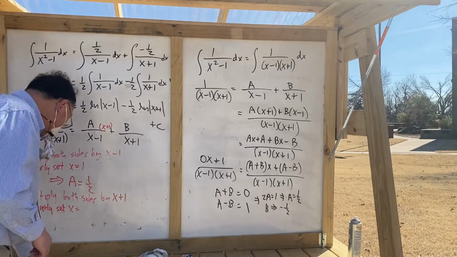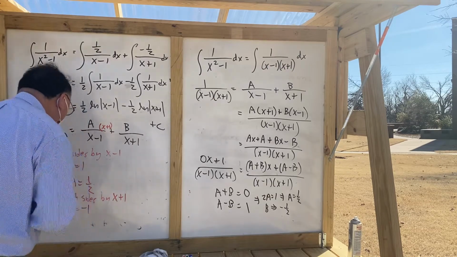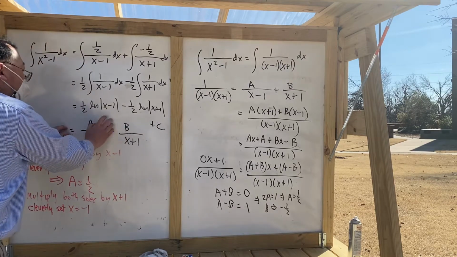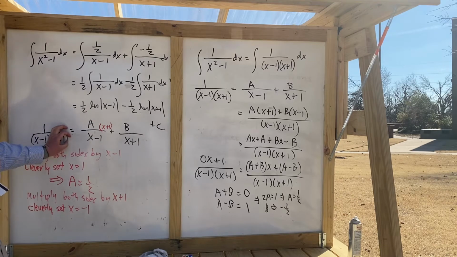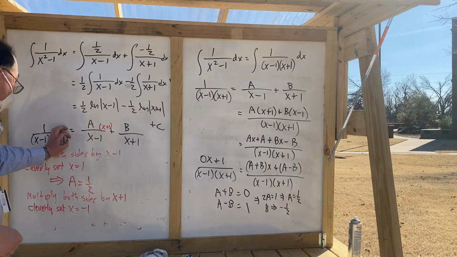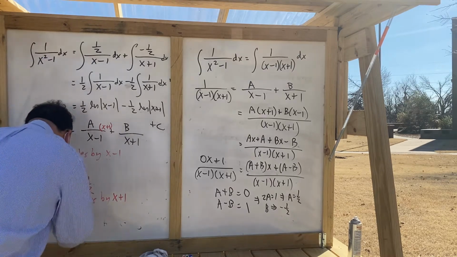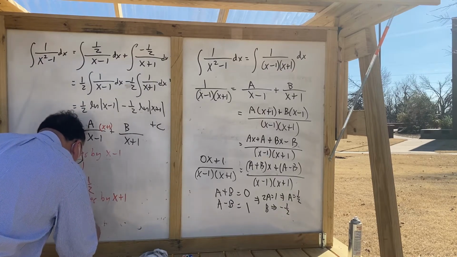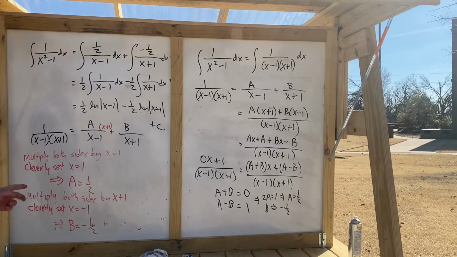Negative 1, right. So cleverly set x equal to negative 1. Very good. When I cleverly set x is equal to negative 1, because I covered up the x plus 1, this one goes away, so I get b is equal to, if I plug in negative 1 for x, what do I get here? I get negative 1/2, right? So I get b is equal to negative 1/2. Okay, good. That's called the Heaviside cover-up method.